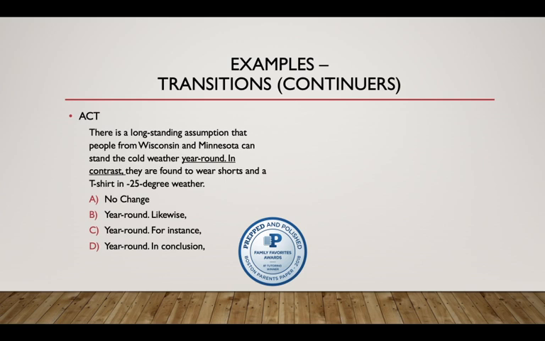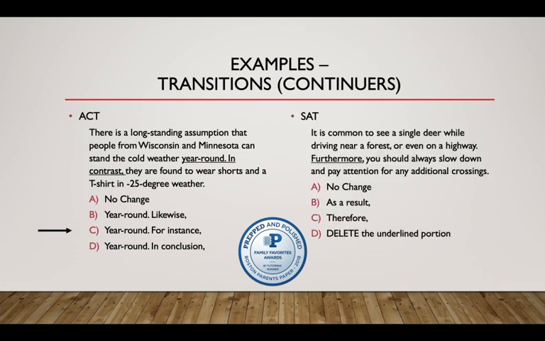Now, if I'm trying to think about this strategically, what does this next sentence do? Well, it says that they are found to wear shorts and a t-shirt in negative 25-degree weather. Well, isn't that kind of going along with this assumption that they can stand the cold weather year-round? Exactly. So that's why the answer here is C, because we are giving an example. And again, when I'm working through this, I try and anticipate, well, what is this sentence doing? What is its function? Let's look at an SAT example.